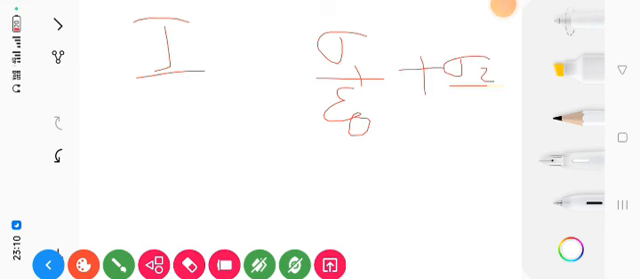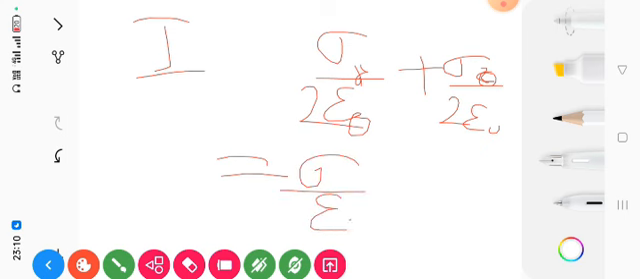What if the two surface charge densities are the same? There are equal charges in the two bodies, and they have the same area. Then in that case, it will be only sigma, and it will add up to sigma upon epsilon naught. This is a special case if the surface charge density on both sheets is the same.